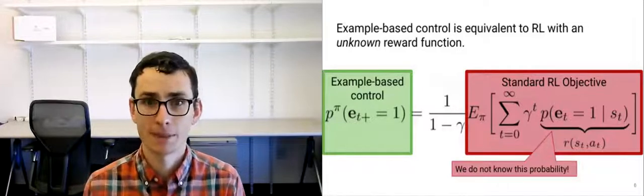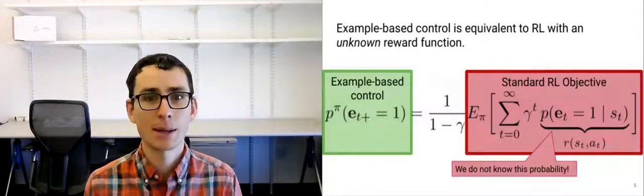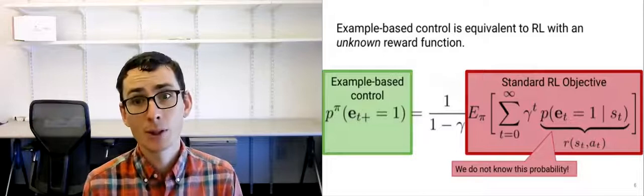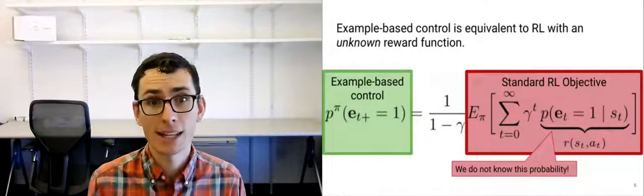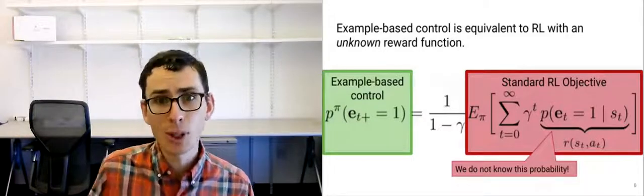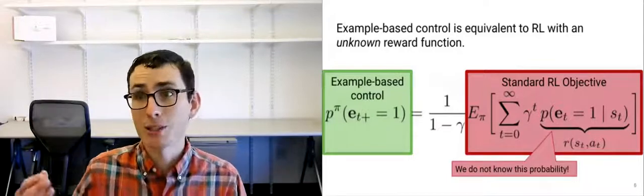While we're given a couple examples of states that solve the task, we don't know the probability that any other state solves the task. Now, this connection suggests a sort of roundabout way of solving example-based control problems that's been used in prior work. We could first use the success examples to estimate the probability that every state solves the task, and then we could apply a standard RL algorithm to that learned reward function. But as we'll show in our experiments, this approach, while working well on simple problems, doesn't scale to more challenging tasks.